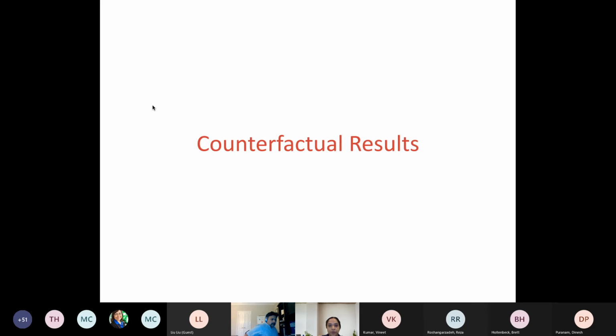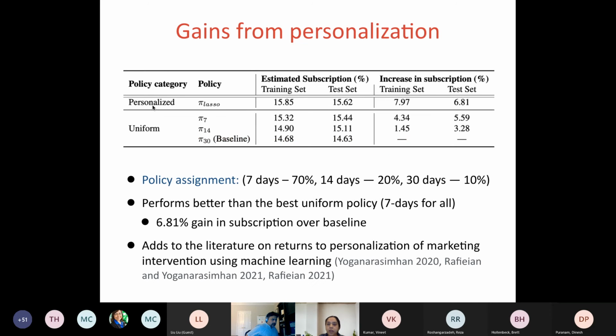Okay, so that's the basic framework. Let me start showing you some results. The first thing I want to show you is, if we went ahead and actually implemented a policy based on lasso, what would be a personalized policy based on lasso? What would be the gains from doing so? And this is a table which shows that.